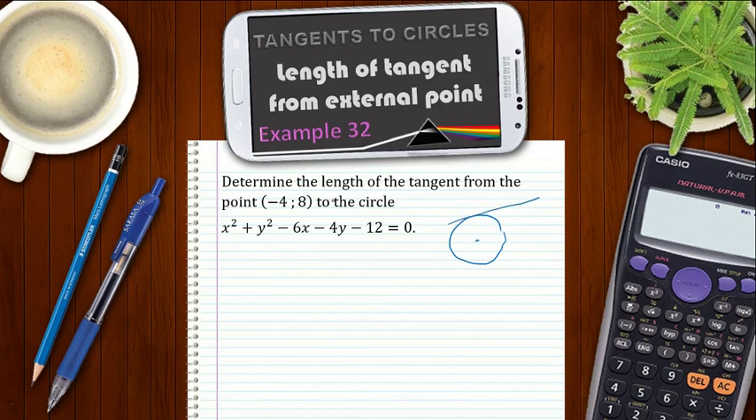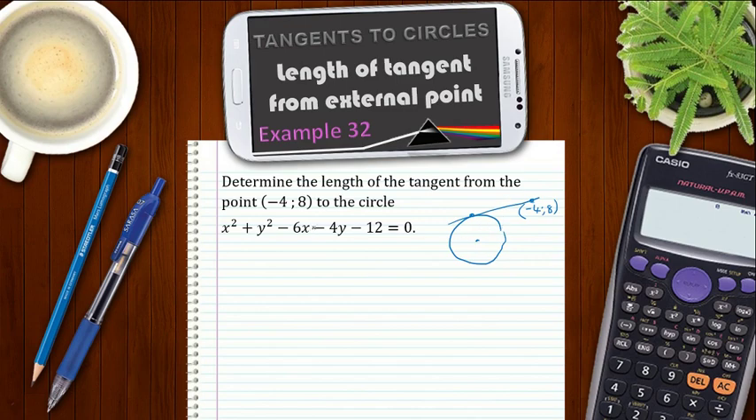And then the point, this point over here, is minus 4 and 8. And what we need to do is from this point, we need to find this distance to the circle, the point that the tangent goes through, that also passes through that point. And all we're given is the point and the equation of the circle. So what on earth are we going to do? How are we going to find it?